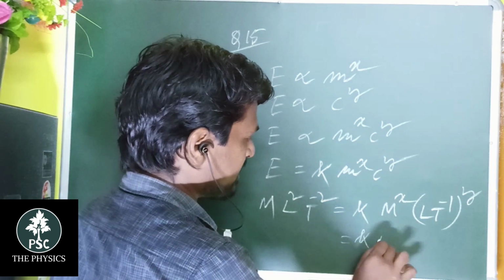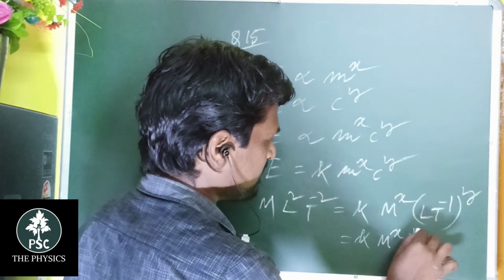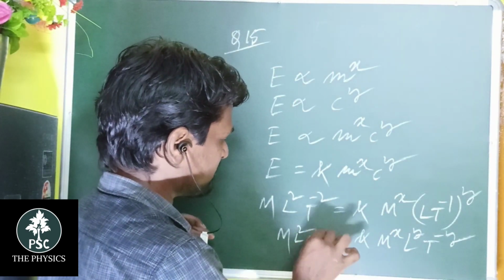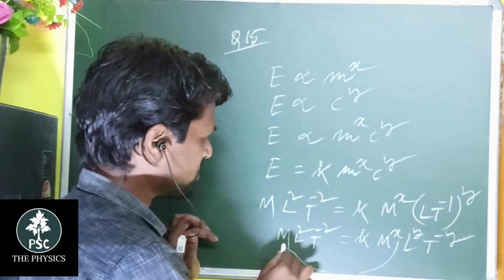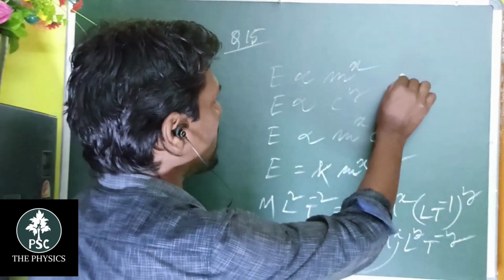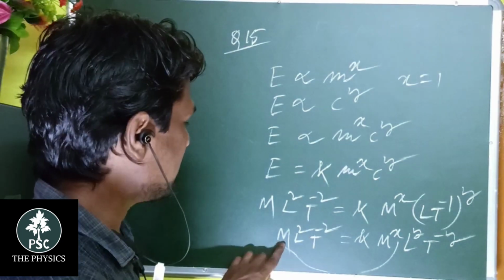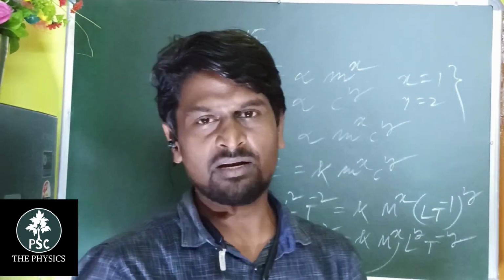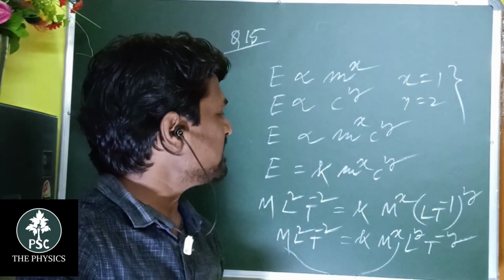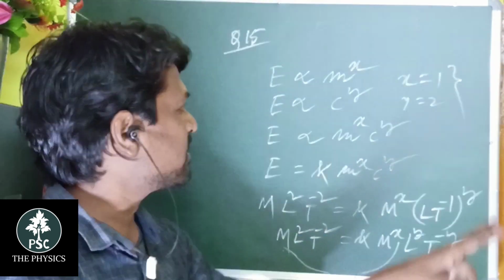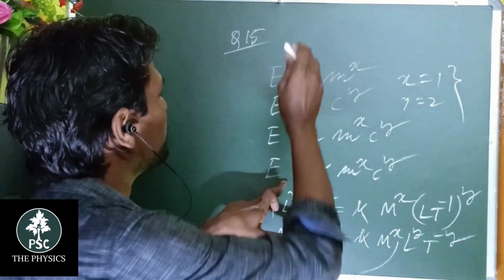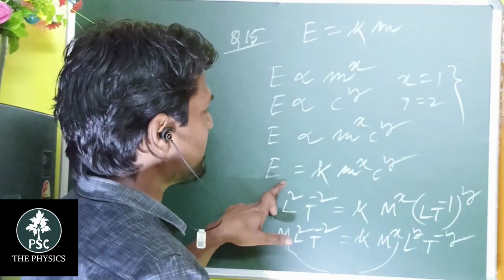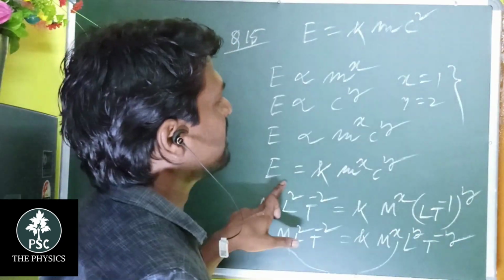So k M to the power of x, L to the power of y, and T to the power of minus y, and here M L square T minus 2. If we compare M, then you get x equal to 1. Comparing both sides, y equal to 2. So x equal to 1 and y equal to 2. Now you can easily derive the relation by putting these values in this equation. So E equal to k m to the power of 1, so it is m, and c to the power of 2, that is c square.